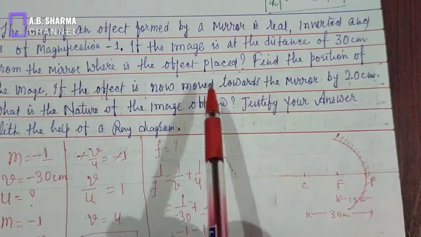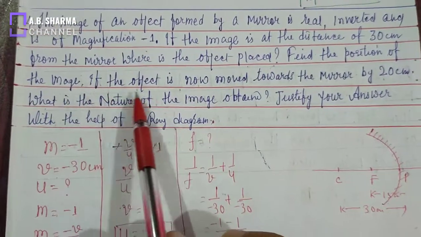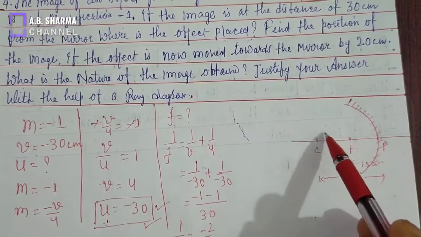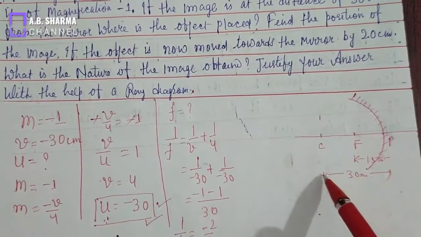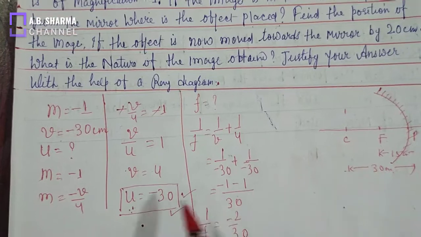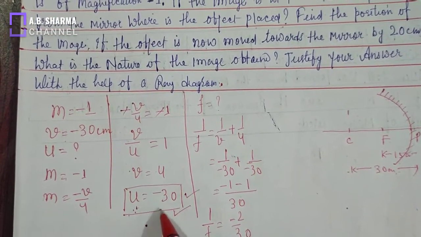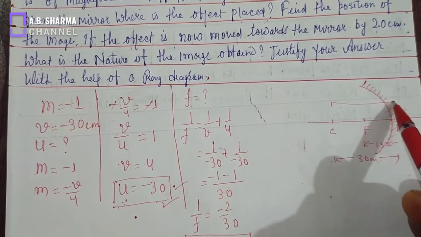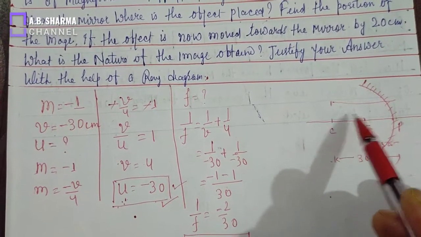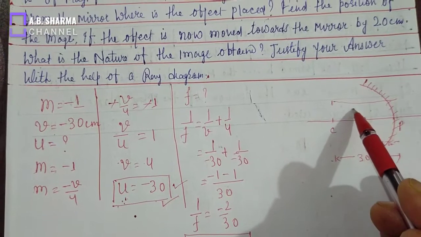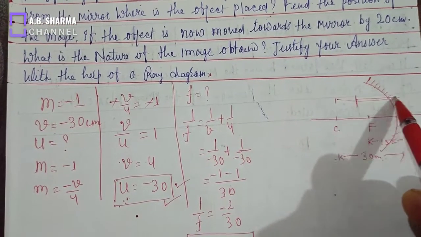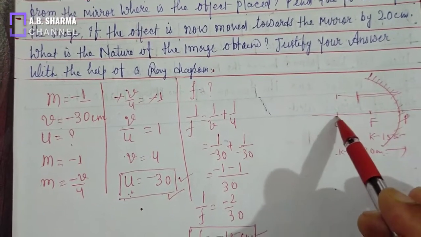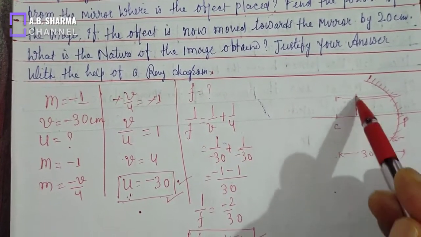The second part of the question says that the object is now moved towards the mirror by 20 centimeter. First it is kept at a distance of 30 centimeter, as we have calculated that the object distance is 30 centimeter. Now it is brought nearer to the mirror by 20 centimeter, means in this area beyond C and F, because C is 15 and this is 30. The object is placed at this place.